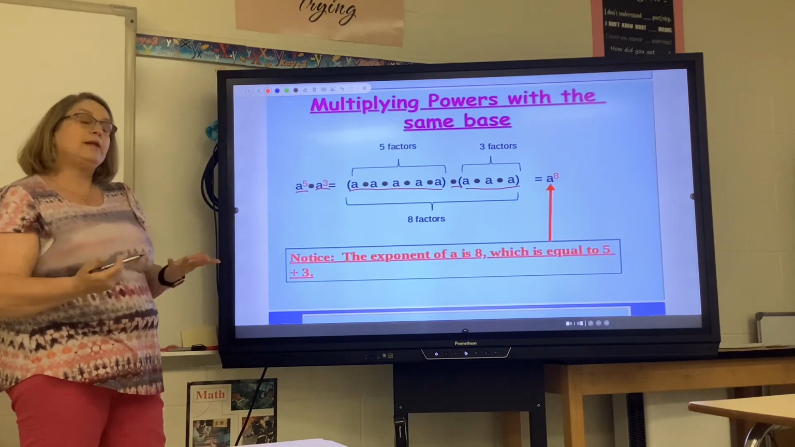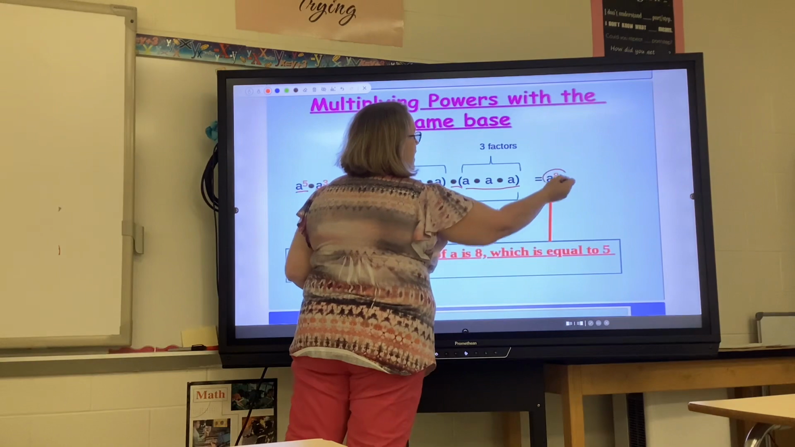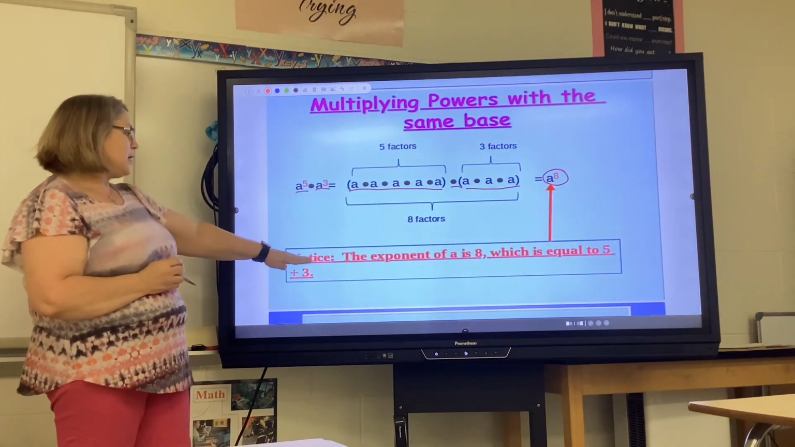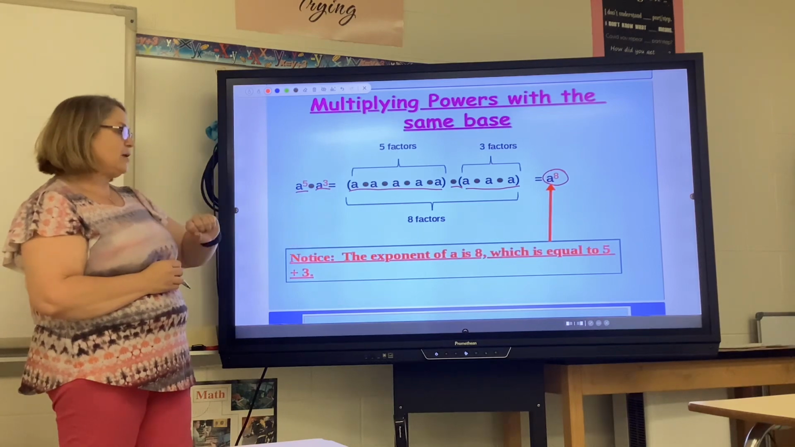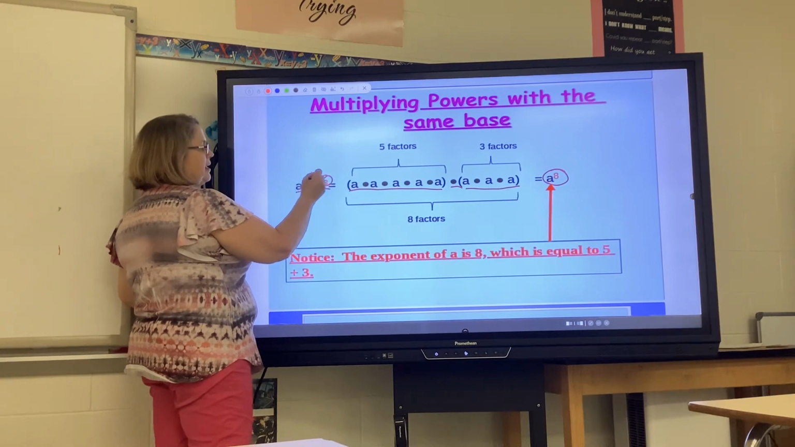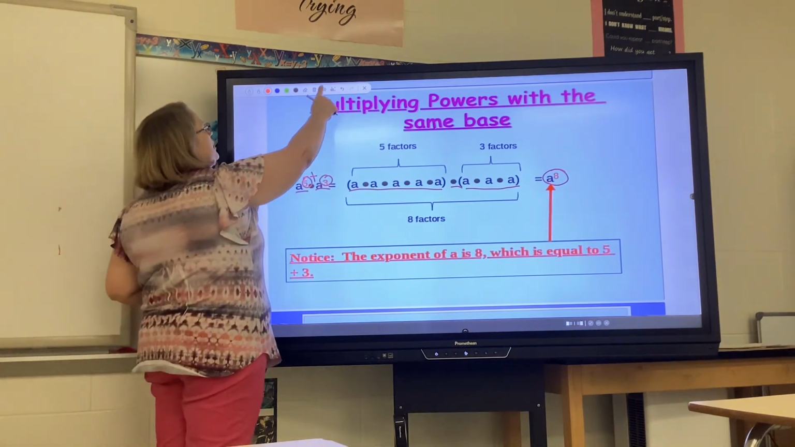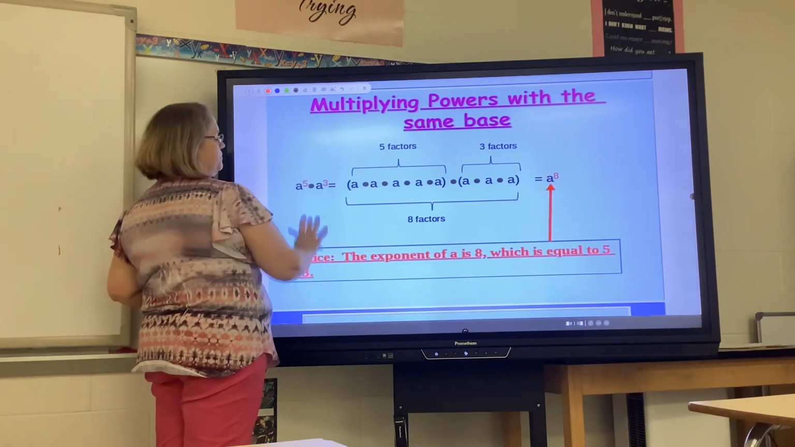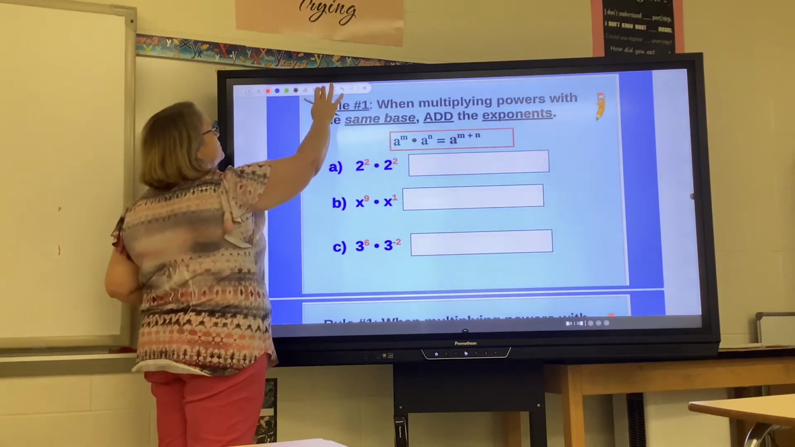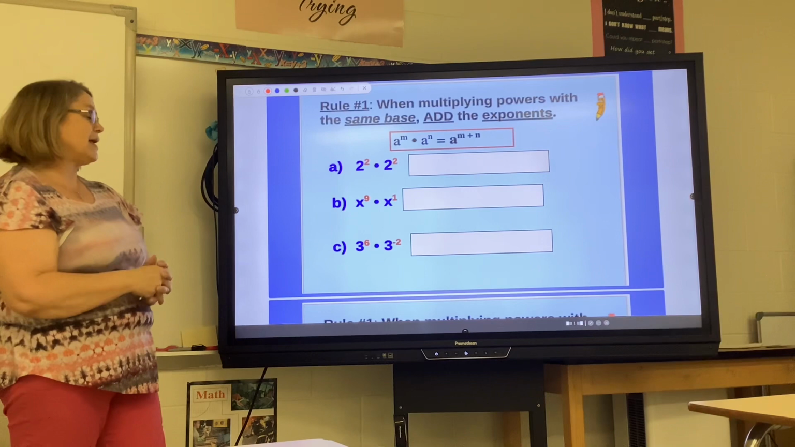Then I count how many A's I have. I have 8 A's, so therefore it is A to the 8th power. Notice the exponent is 8, which is equal to 5 plus 3. So 5, 3, if I add them together, I'll get 8. Let's do a couple more. Rule 1. When multiplying powers with the same base, we add the exponents.